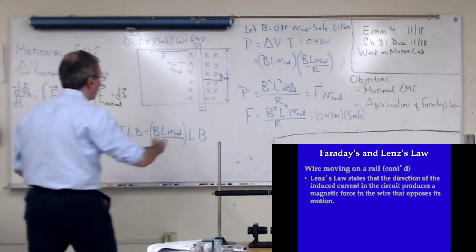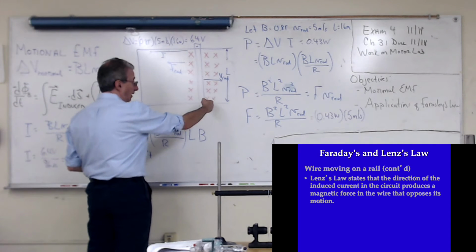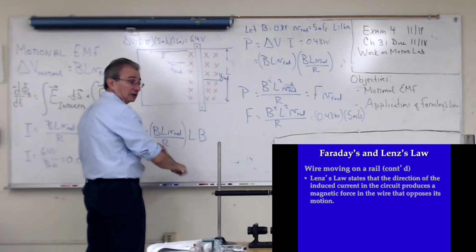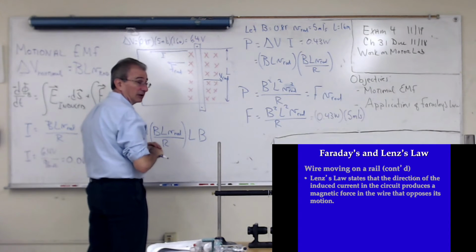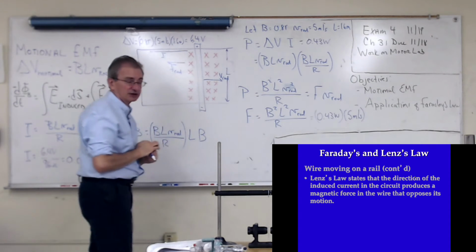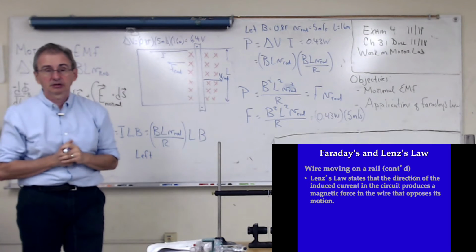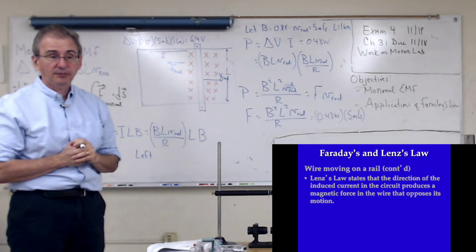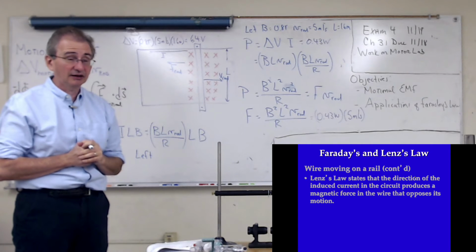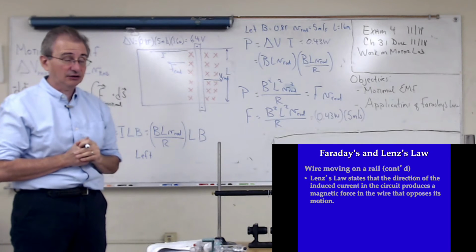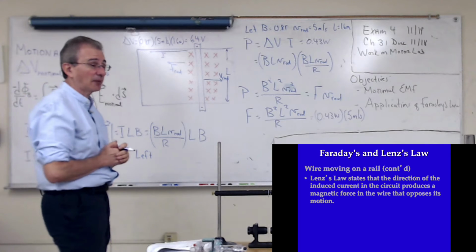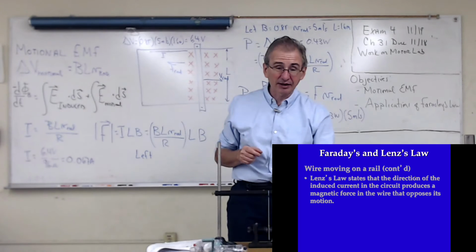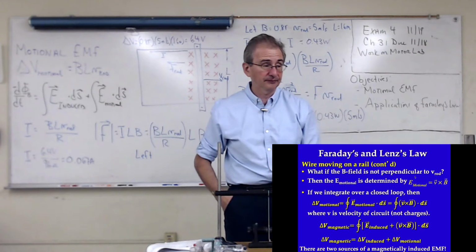If I gave a push to this rod in the other direction, the flux would be decreasing and the induced current would be in the opposite direction. Because the system wants to maintain the flux. Okay? The induced current opposes the change in flux. I even showed that with the problem I did with the solenoid the other day.